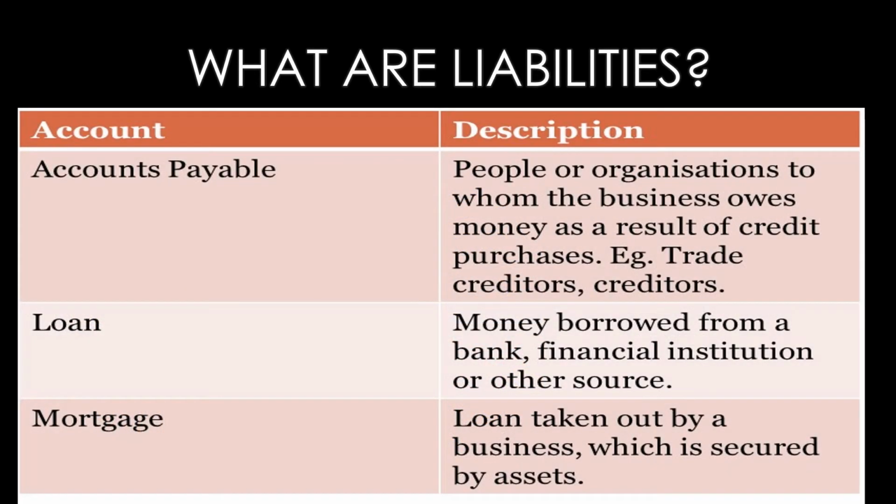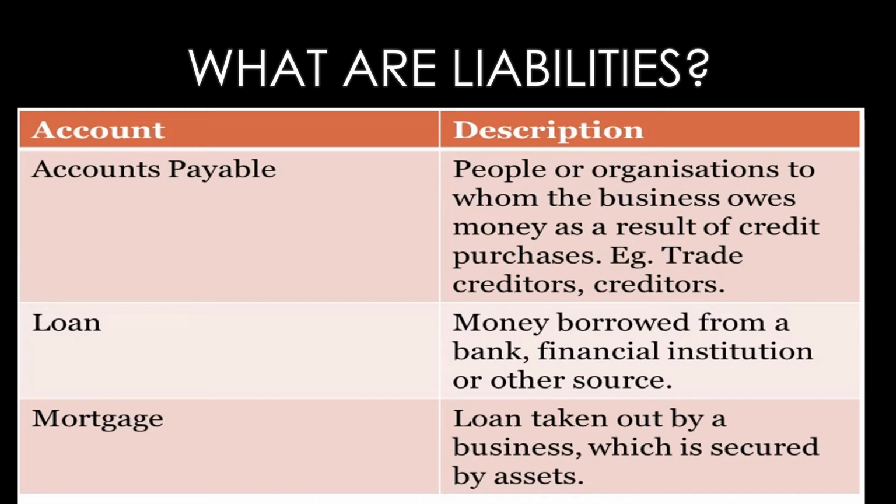As previously mentioned, the most common type of liability is accounts payable, who are people or organizations to whom the business owes money as a result of credit purchases. So if you see such words as bought on credit, or the name of an organization, or bought stock on credit, you'll know that account is an accounts payable.